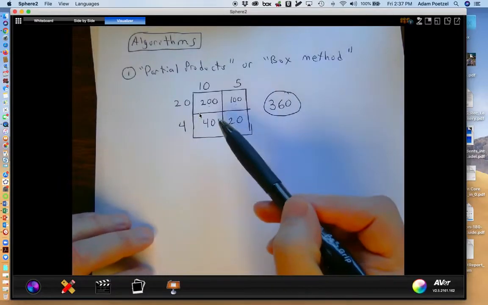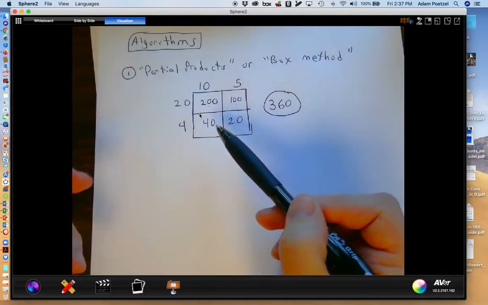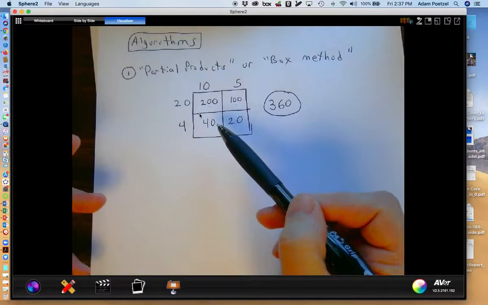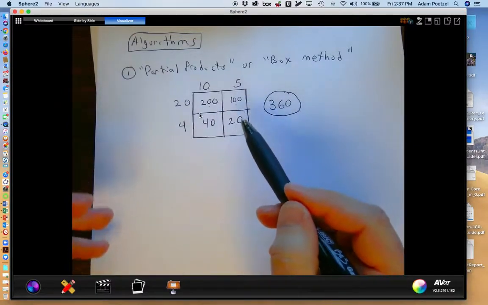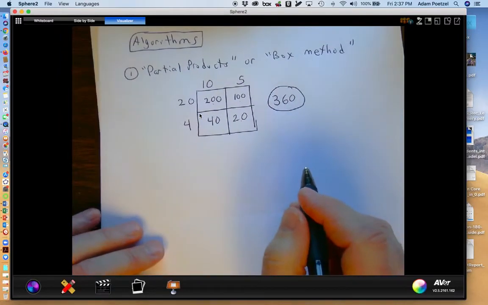So this is a nice algorithm because it works the same every time. It's visual for the kids. It doesn't hide place value. It focuses on kind of whole number parts. And so that's often where some curricula starts.